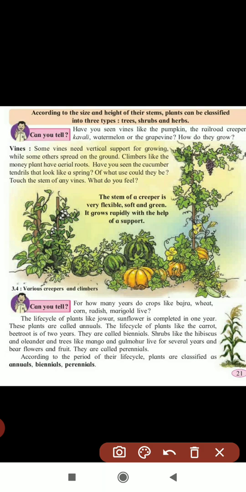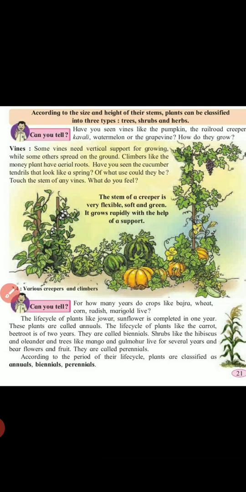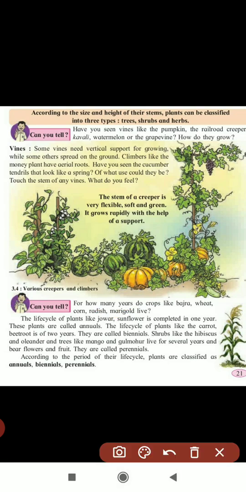Next classification: for how many years do crops like bajra, wheat, corn, radish, and marigold live? If you look at the life cycle of bajra, wheat, or sunflowers, they complete their life cycle in 1 year. After 1 year we have to sow them again, and only then will they grow. So their life cycle is only 1 year. These plants are called annuals.